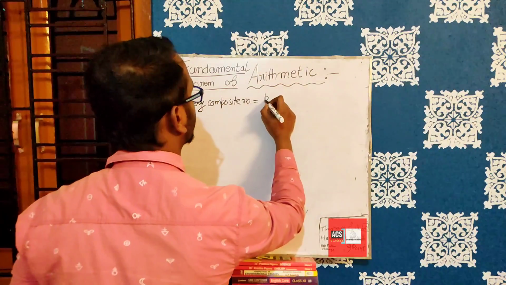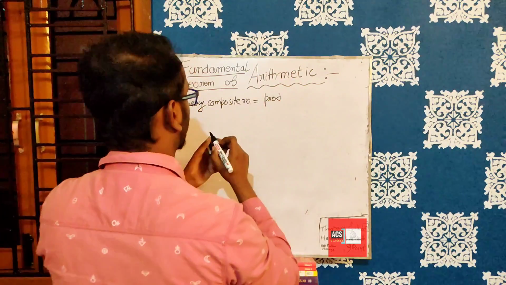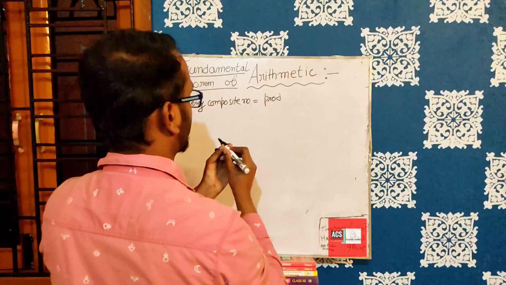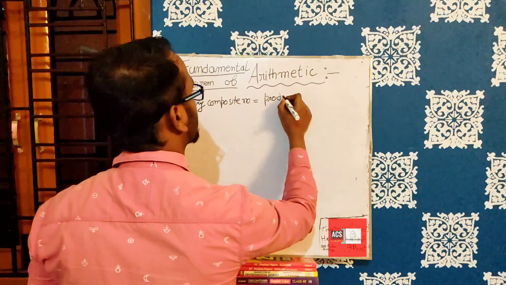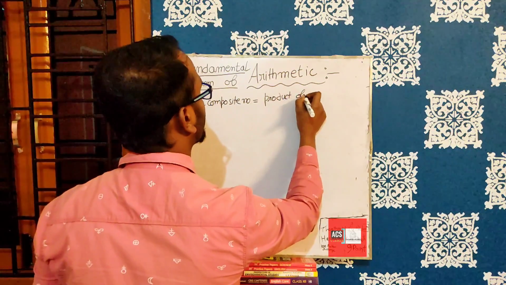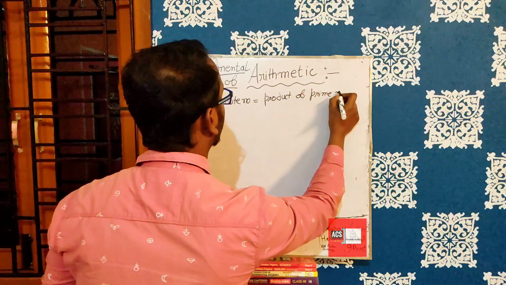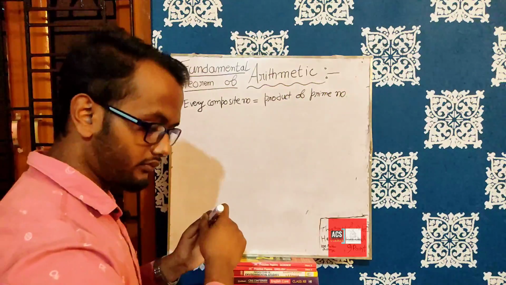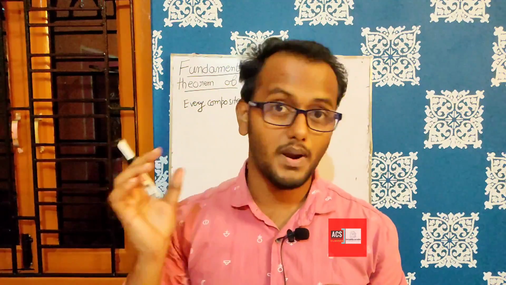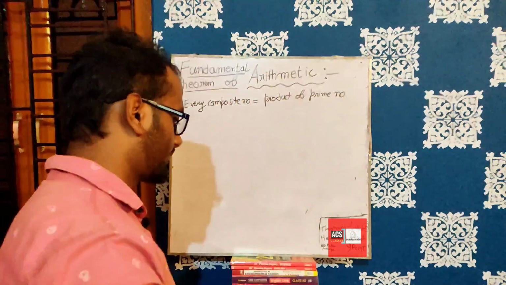That means, product of primes is a product of prime numbers. So we can say that a composite number is equal to the product of prime numbers. Now they have said "uniquely expressed". So what does this mean?